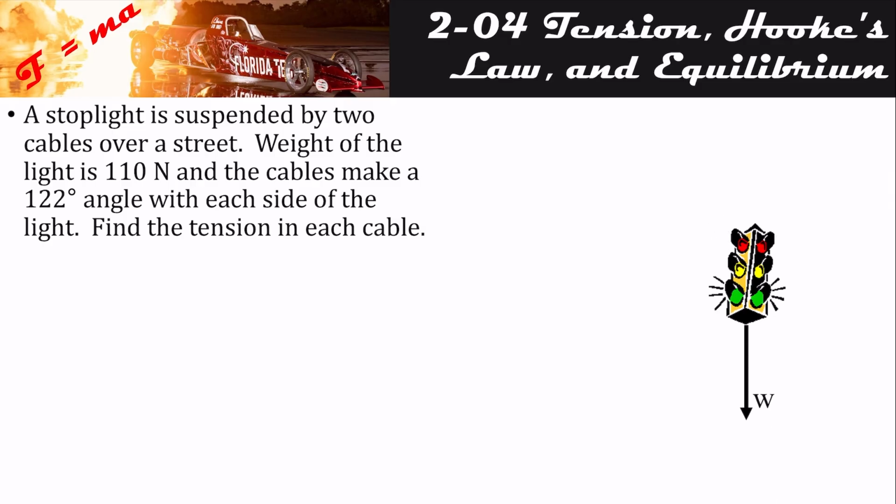Well, our light has weight and it has our tensions, where it's 122 degrees on each side. We probably, though, only want our angle from either horizontal or vertical, but it should be less than 90. So if this is 90 degrees, to get 122, this other angle must be 32 degrees.